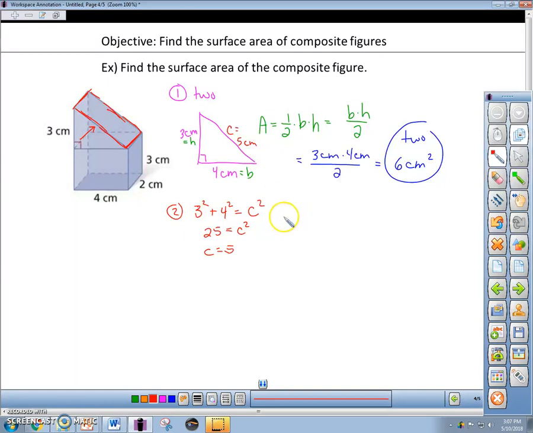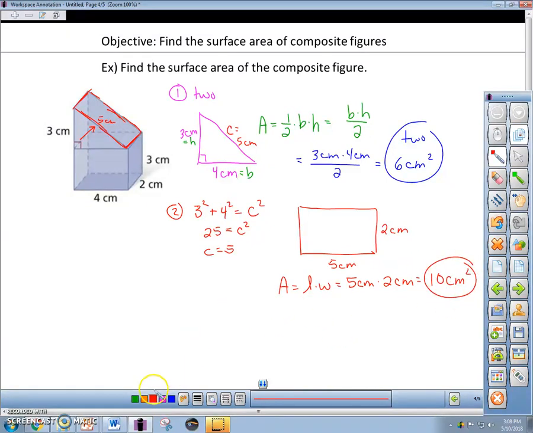And we have this red rectangle here. The measurement of this edge right here is 5 centimeters. And then this other edge would be 2 centimeters because it's parallel to this edge down here. And area of a rectangle, remember, is length times width. So that gives us 5 centimeters times 2 centimeters, which is 10 centimeters squared. We only have one of these rectangles, so we have that as part of our total area.